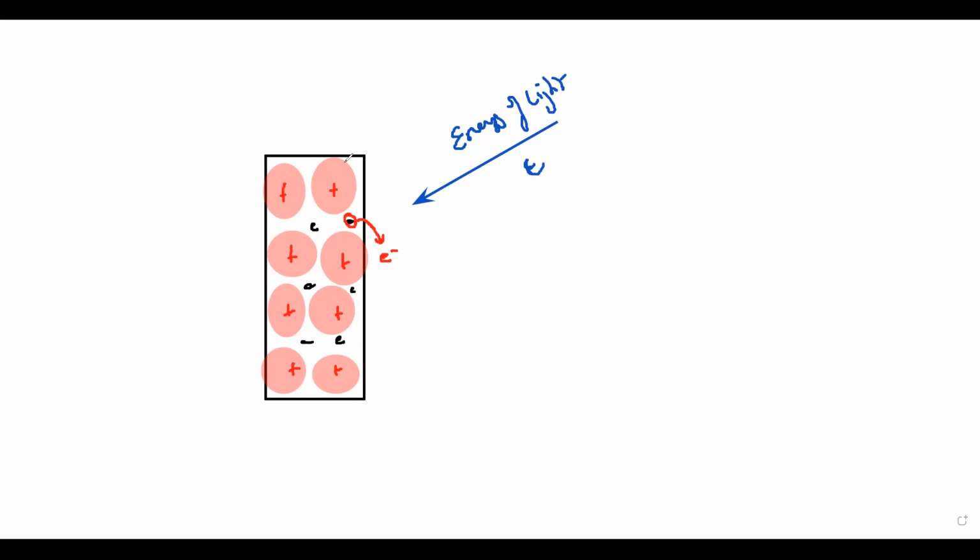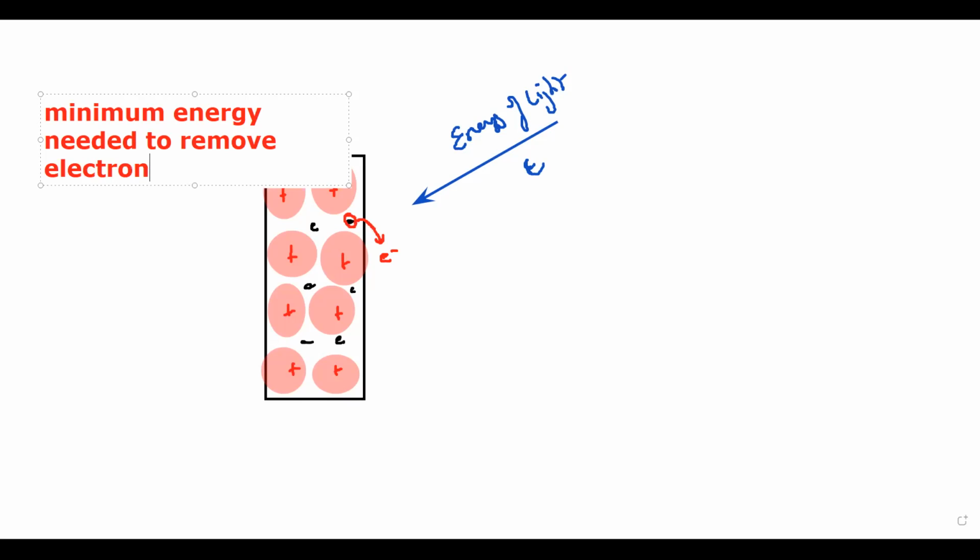An electron needs a certain amount of energy. So the minimum energy which an electron requires, the minimum energy needed to remove an electron, is known as the work function. That is the minimum possible energy which these electrons require to come out. And we denote it by the Greek alphabet phi.